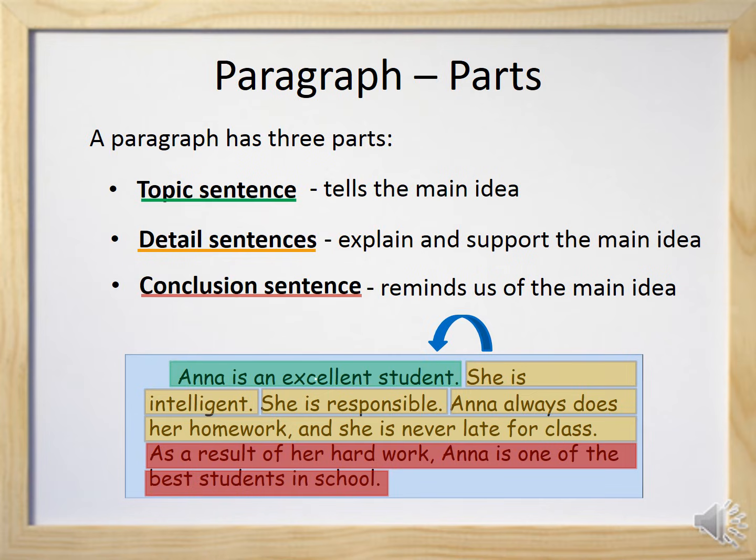This sentence reminds us of the topic sentence that Anna is an excellent student. The meanings of these 2 sentences are similar, but we need to use different words in the conclusion sentence than we use in the topic sentence. Do you see how they're similar? The topic sentence, Anna is an excellent student, and the conclusion sentence that reminds us of the topic, as a result of her hard work, Anna is one of the best students in school.